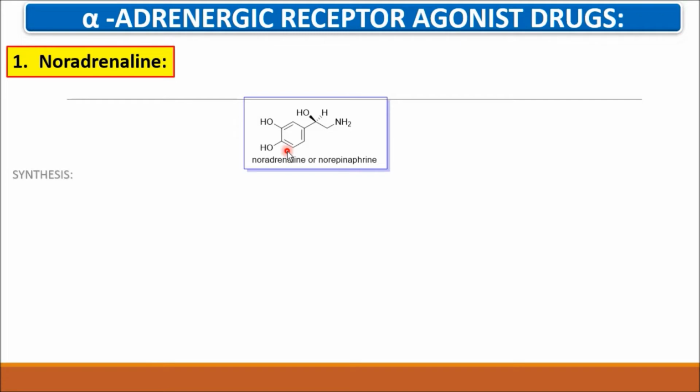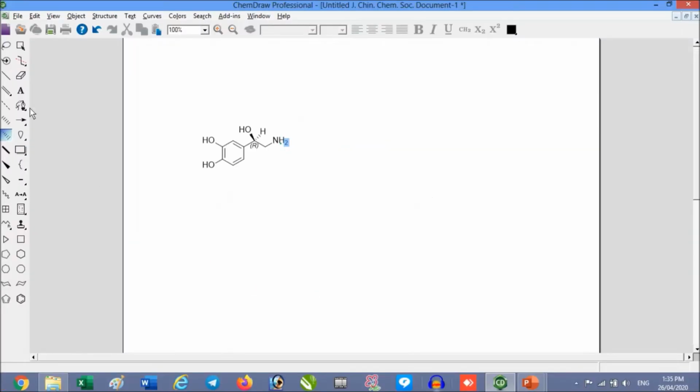Let's see the synthesis. For synthesis we are taking catechol. This catechol reacts with chloroacetic acid in the solvent carbon tetrachloride in presence of phosphorus oxychloride. The reaction is a Friedel-Crafts acylation type reaction. How is it taking place? Let's see. Here we are taking chloroacetic acid.